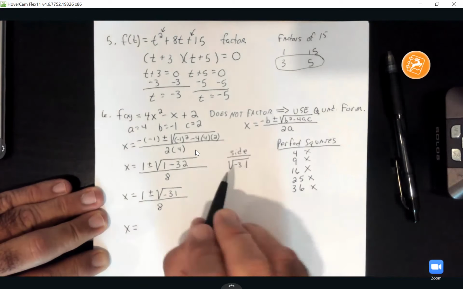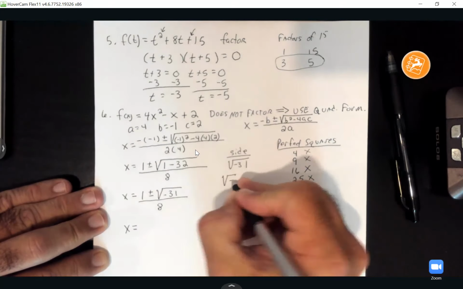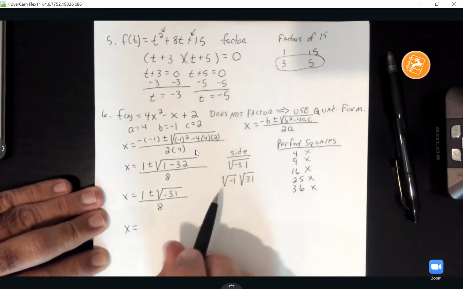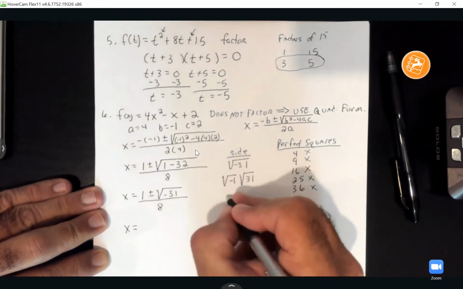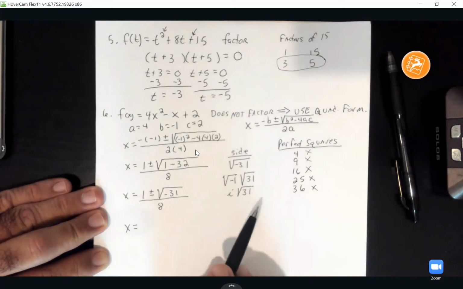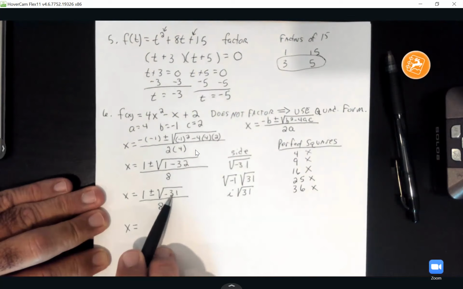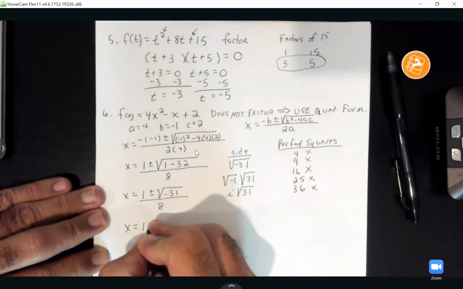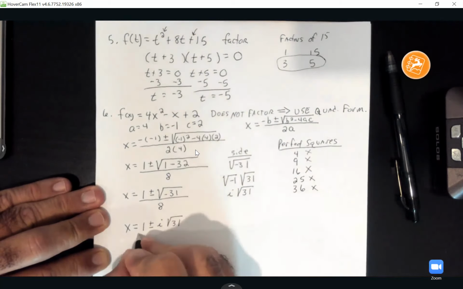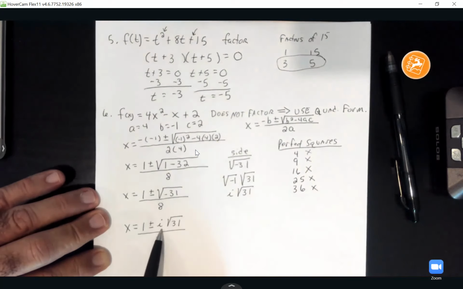But what we got to do, remember, is bring out that negative. So we need to break out that -1 from that radical. And remember, the square root of -1 is i. So this ends up as an i times the square root of 31. So I'm going to plug that in for the square root of -31 now. So I'm going to have 1 plus or minus i square root of 31 over 8. So if you notice, all we did here was bring out the negative as the i.